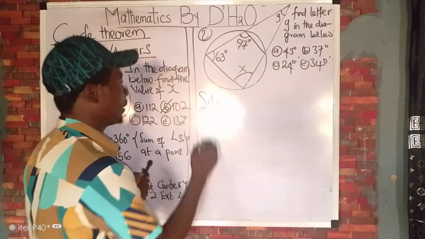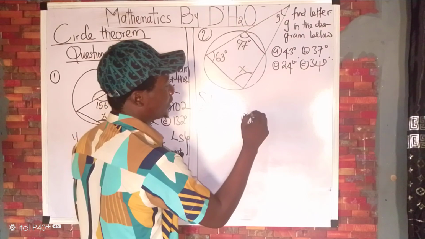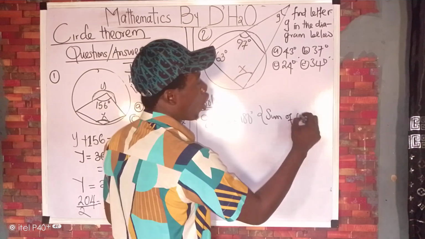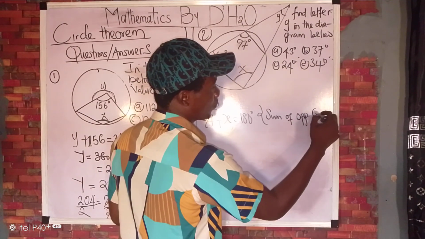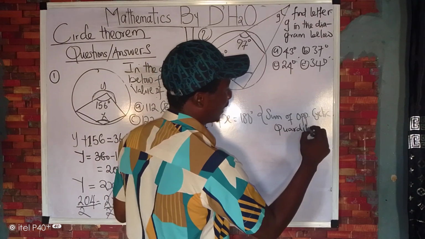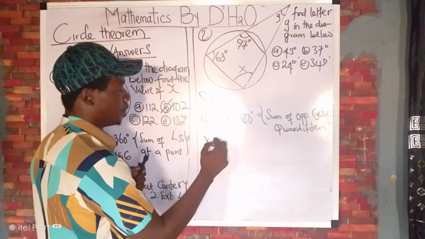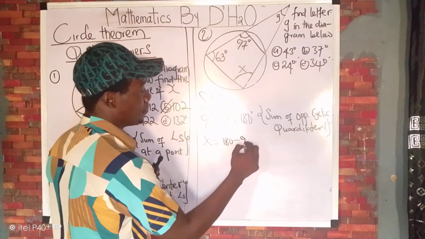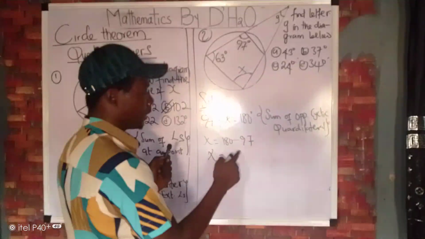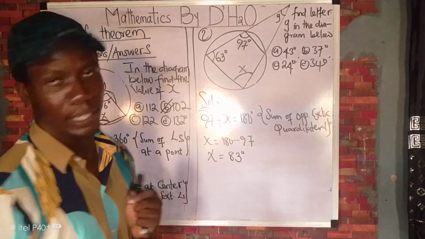Theorem 4. So we can say 97 plus x is 180 degrees. What is your reason? Sum of opposite angles of a cyclic quadrilateral. Please take note of this. It must be noted. X will give us 180 minus 97, which will give us 83 degrees. Yeah, 83 degrees.